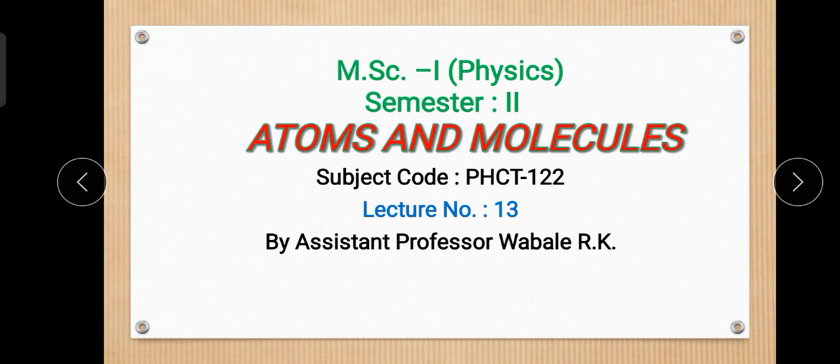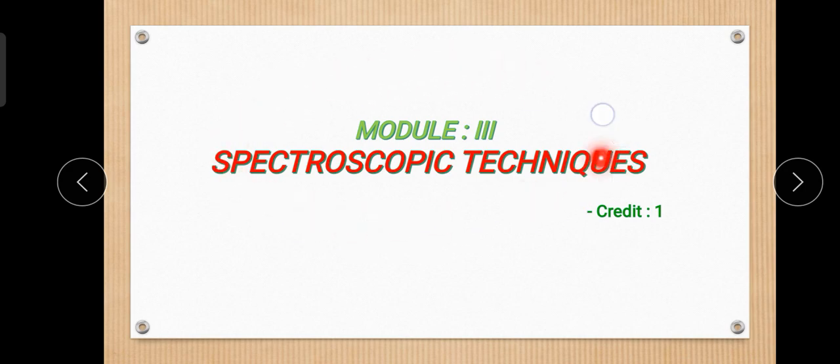And in the previous lecture we started the IR spectroscopy. It is one of the spectroscopic techniques. In the third module of this course we have the different spectroscopic techniques. The name of the module is the spectroscopic techniques, so we have different spectroscopic techniques in that module.